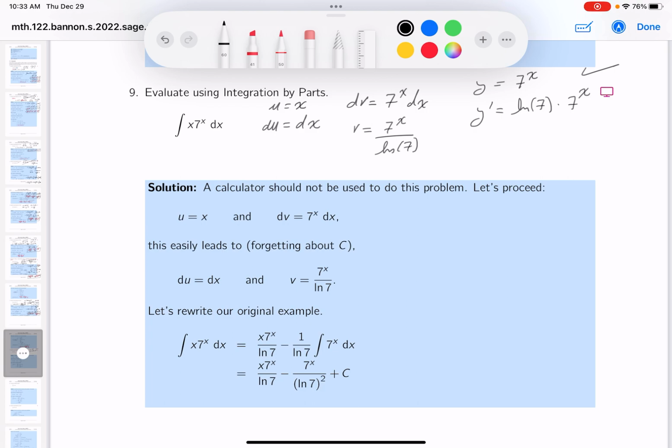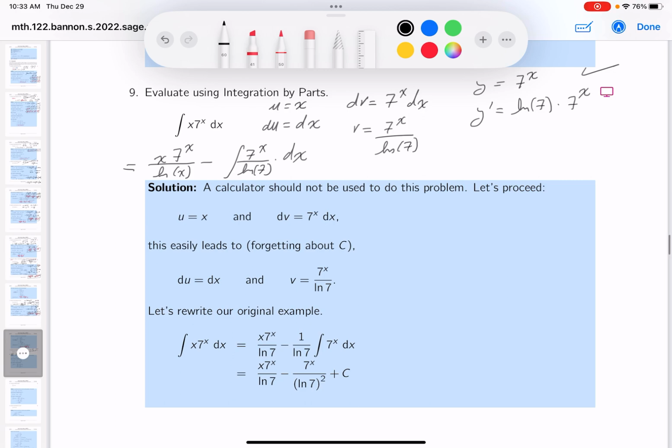And why is that? Well, if you differentiate that, you get natural log of 7 times 7 to the x, and they cancel off. All right, so I'm ready to go, and I'm ready to write this down now. So uv, and that's going to be x, 7 to the x over the natural log of 7, minus, let's see, v, which is 7 to the x over ln 7, dx. And I can integrate that now.